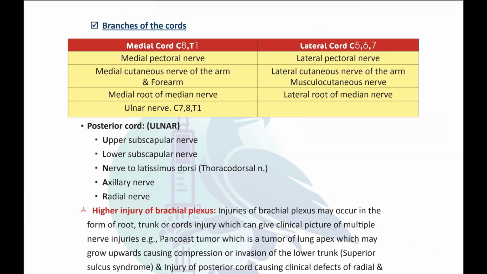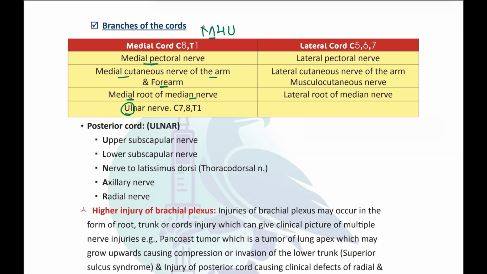Next up we have the cords. The mnemonic for the medial cord is M4U. There are 4 nerves which start with an M: the medial pectoral nerve, medial cutaneous nerve of the arm, medial cutaneous nerve of the forearm, and the medial root of the median nerve. And then we have the ulnar nerve.